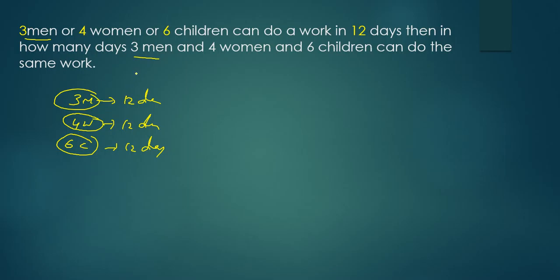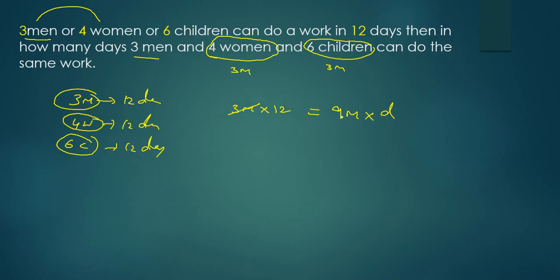Simple. If 3 men take 12 days, so 3m into 12, this is the total work. We know that efficiency of 3 men equals efficiency of 4 women. It means these 4 women can be replaced with 3 men. Similarly, these 6 children can be replaced with 3m. What has the total efficiency become? 3 plus 3 plus 3, that is 9 times the man's efficiency. How many days are required? That's what I have to find. 3 ones are 3, 3 fours are 12. So D equals 4 days.